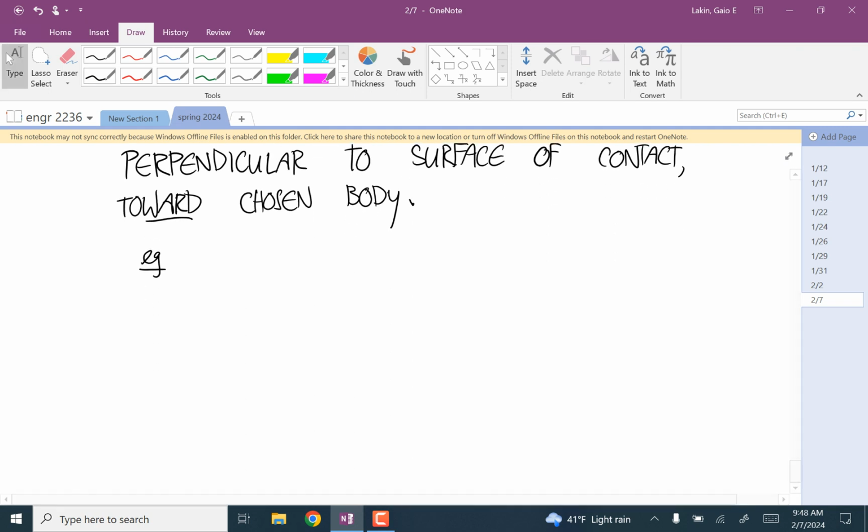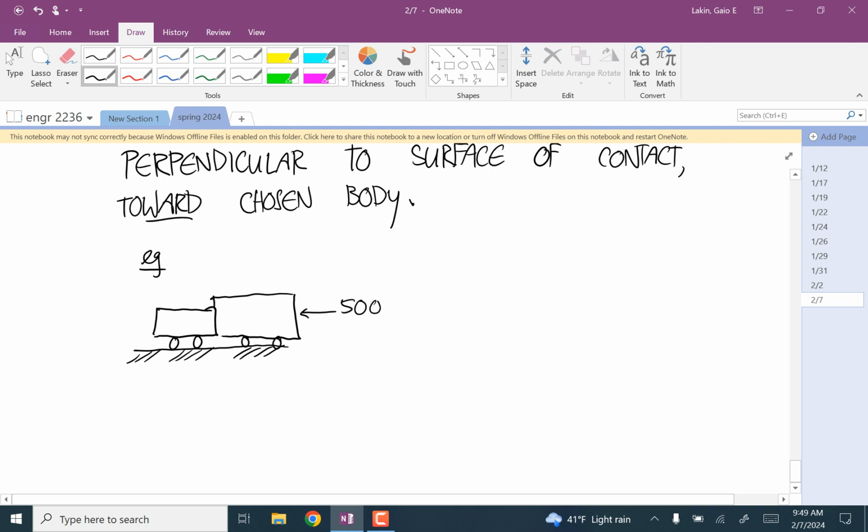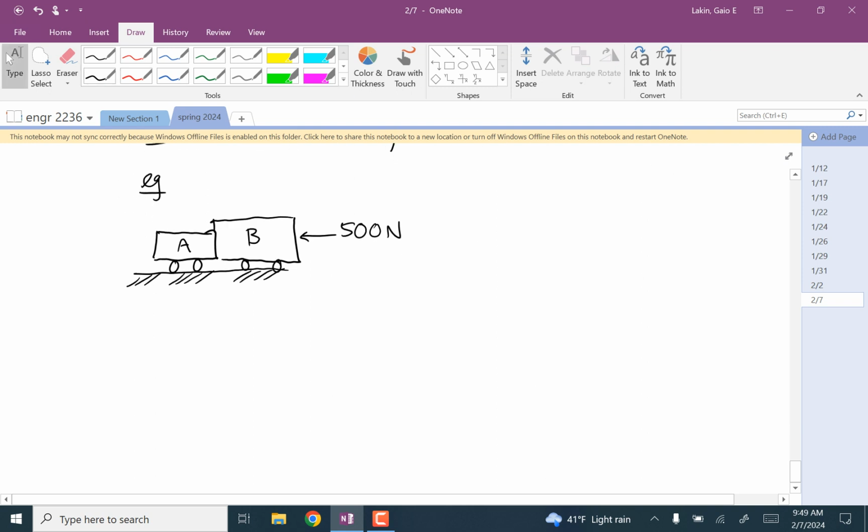So for example, if you have two carts like this that are in contact, and you apply some force here, let's call this one A and this one B. A free body diagram of A looks like this. So you have the mass of A times 9.81 going down.